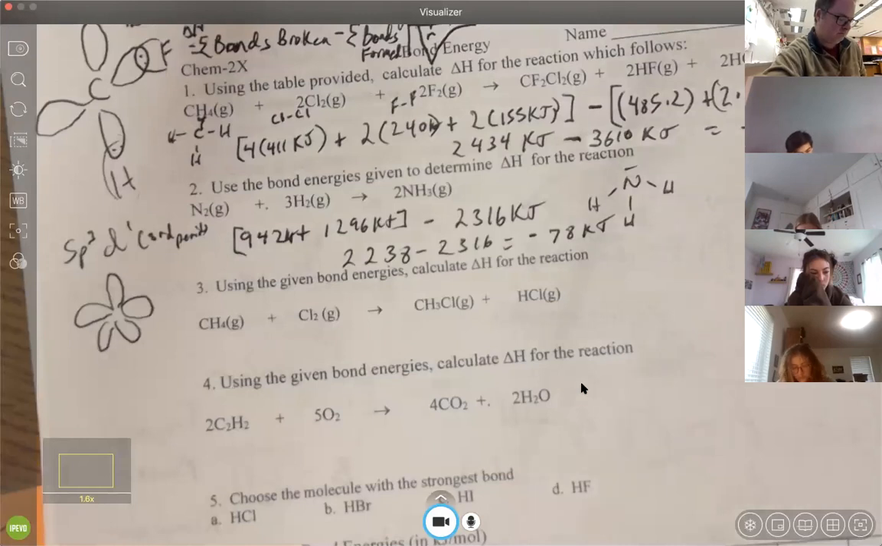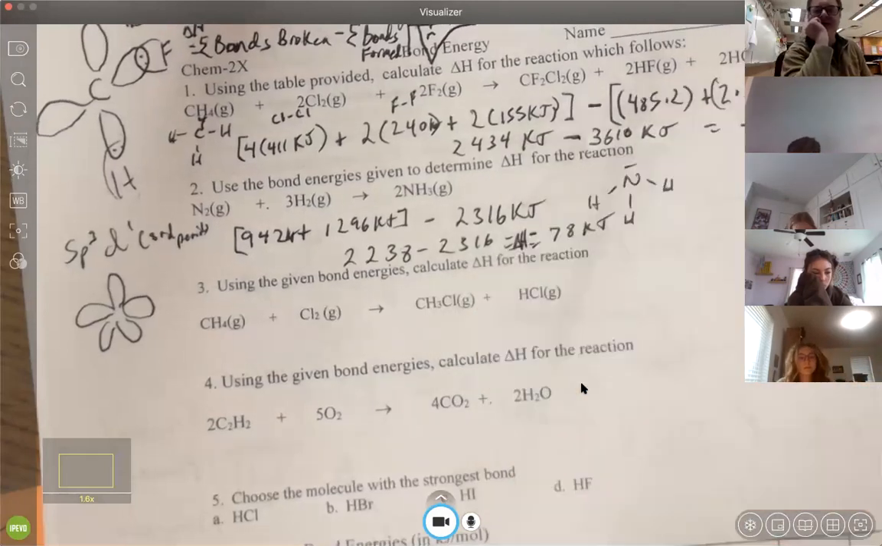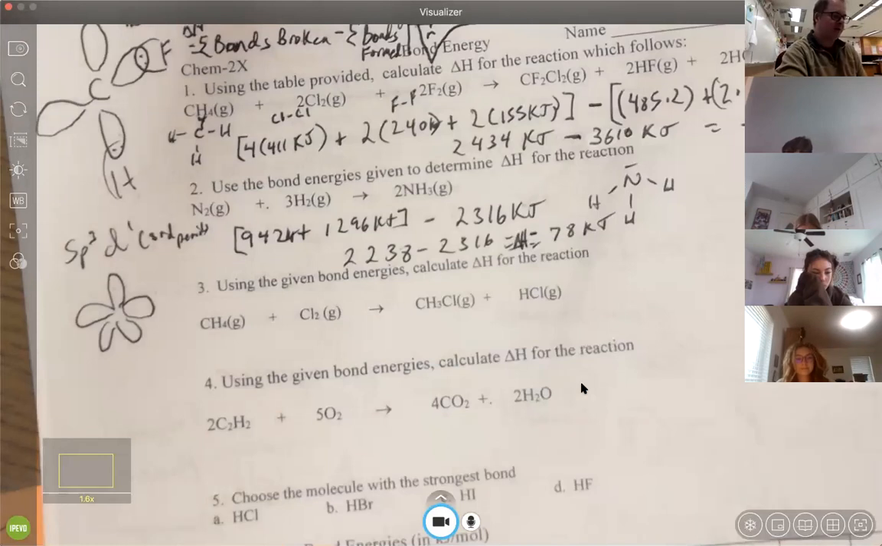So if delta H is negative, does that mean it's giving off that much heat? Yep. Delta H is negative, so it's giving off that much heat when we break these bonds to form this.